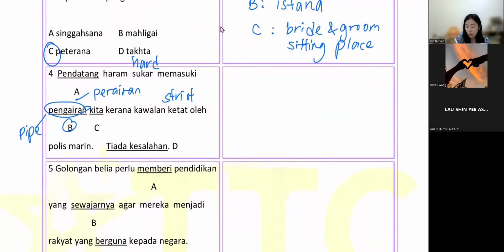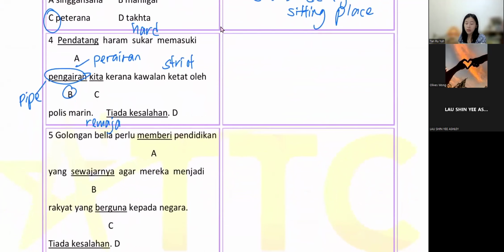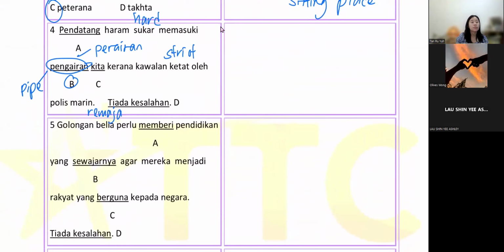Okay. Number 5, golongan belia. Golongan belia means remaja, teenager. Perlu memberi pendidikan yang sewajarnya agar mereka menjadi rakyat yang berguna. Okay, ask me what's the answer for this. Sewajarnya is like what I say in. They need to give the education that is suitable for them agar mereka menjadi rakyat yang berguna.